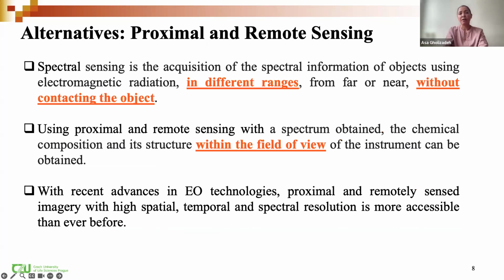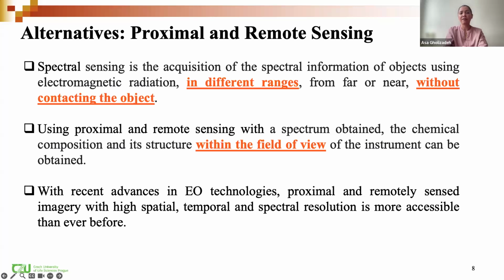Some alternatives are available, and we focus on proximal and remote sensing. Generally, due to the nature of these webinars and the people who attend them, for sure you know that spectral sensing is the acquisition of spectral information from objects. Using proximal and remote sensing, with the spectrum obtained from them, the chemical composition and texture within the field of view of the specific sensor that we use can be obtained.